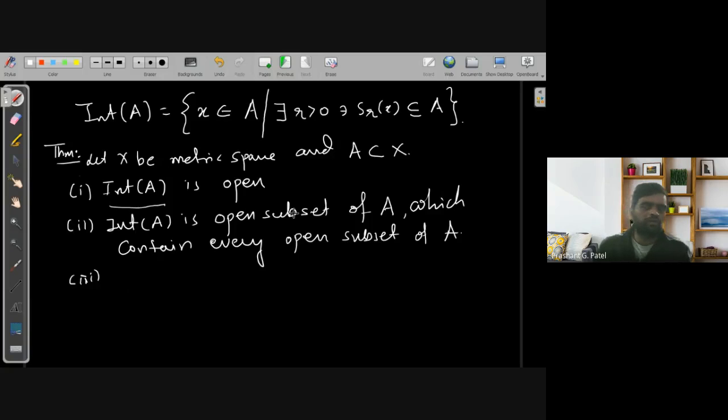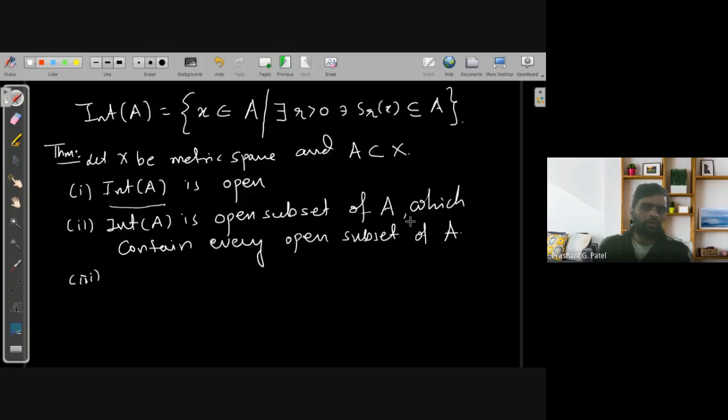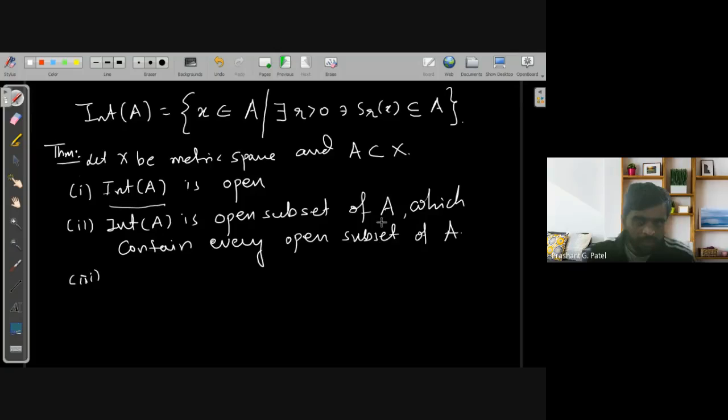Have you seen some same situation in linear algebra? Yes sir. When you are defining the span, a span is also the largest set which contains all its linear combinations.